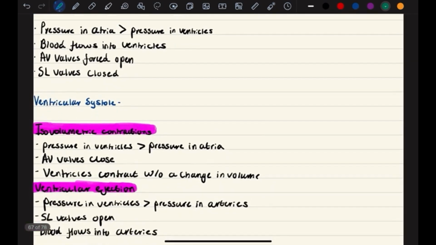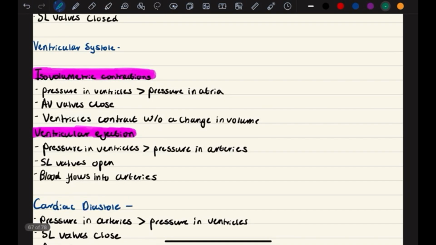Cool. Let's look at ventricular systole, the next stage. So ventricular systole, again, systole, contraction. So contraction of your ventricles. Now, ventricular systole is actually split up into two different steps.